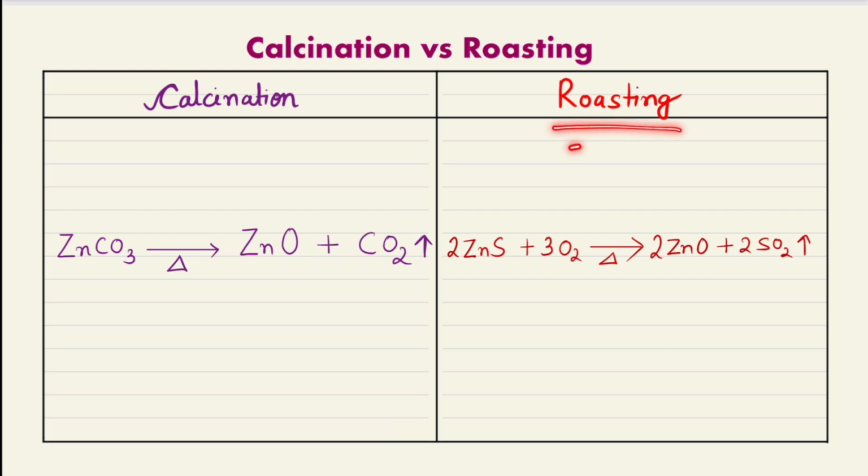While in case of roasting, zinc sulfide reacts with oxygen, that is to say, zinc sulfide is being heated in presence of oxygen to give zinc oxide and sulfur dioxide. So these are the clear-cut differences between calcination and roasting.